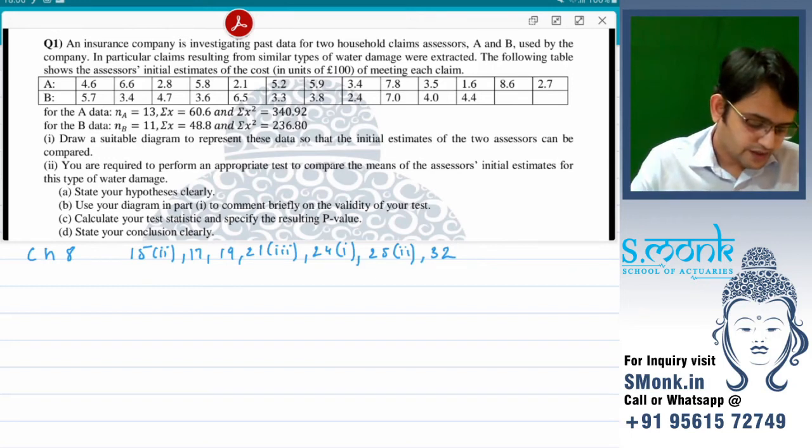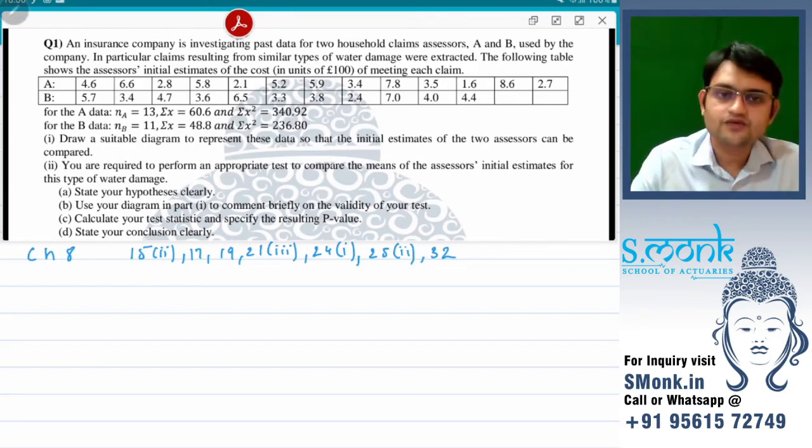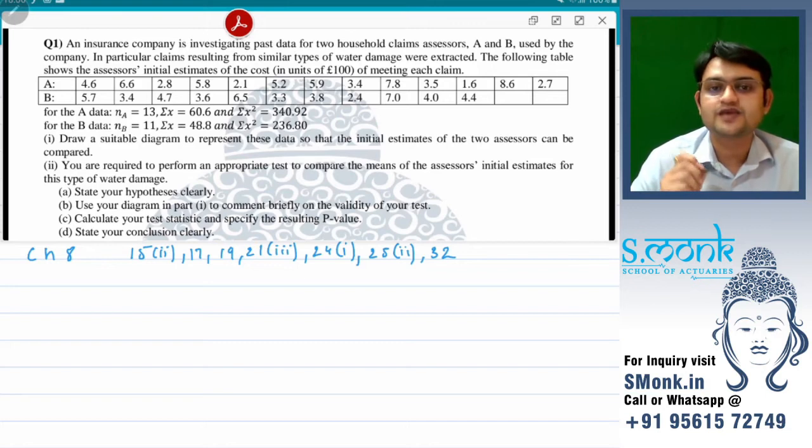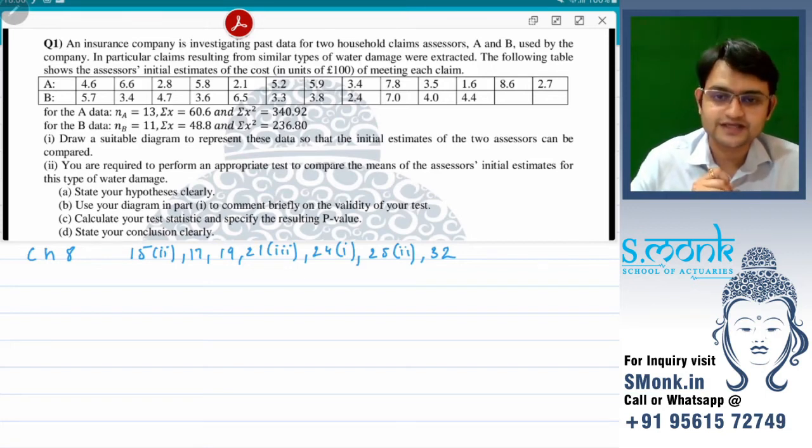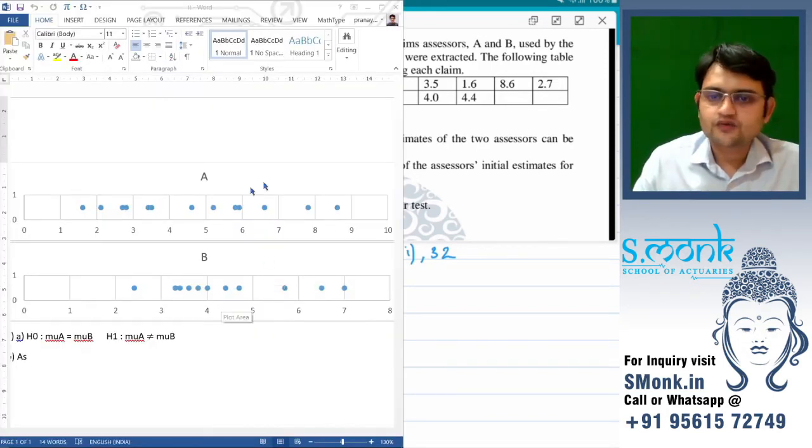So here, because they are saying similar type of water damage, not the exact same houses that we are assessing, therefore we know that this is going to be a two-sample t-test. So here, what all can we compare?